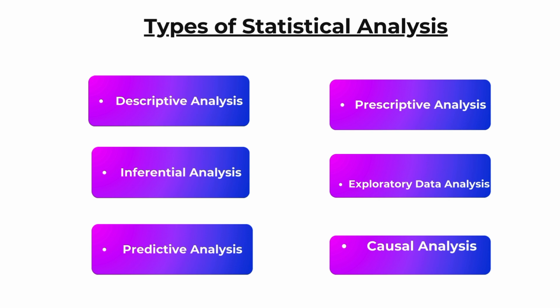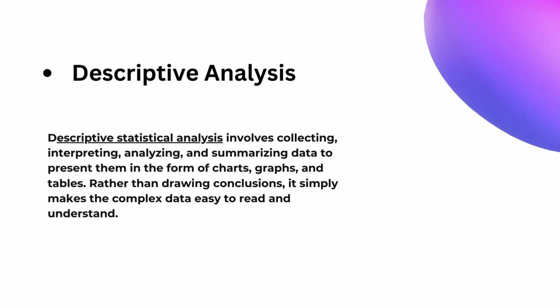And then we will discuss the types of statistical analysis. Given below are the 6 types of statistical analysis. First, descriptive analysis. Second, inferential analysis. Third, predictive analysis, then prescriptive analysis, exploratory data analysis, and last, causal analysis. Two types are basic and important: descriptive analysis and inferential analysis. First we will discuss descriptive analysis.